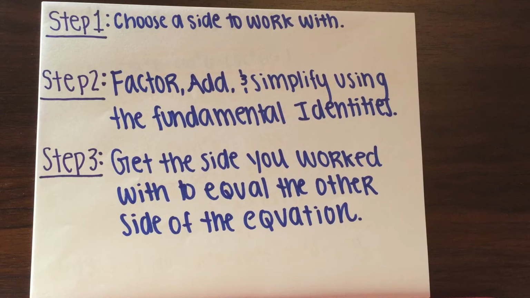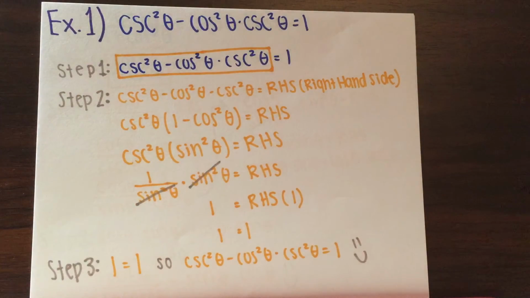And the second step is to add, factor, simplify using the fundamental identities. Step 3 is to get the side you worked with equal to the other side of the equation. So in this example, we have cosecant squared of theta minus cosine squared of theta times cosecant squared of theta equals 1. And for step 1, I chose the left-hand side to work with.